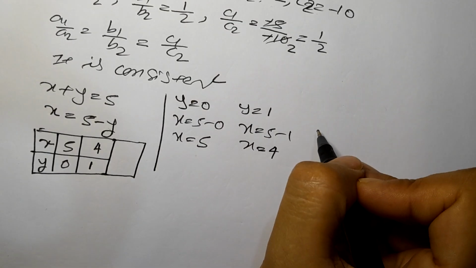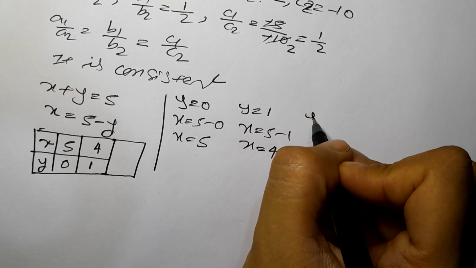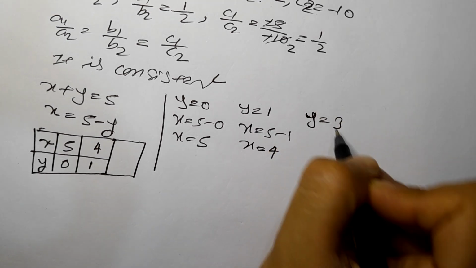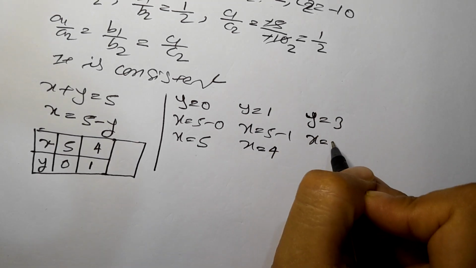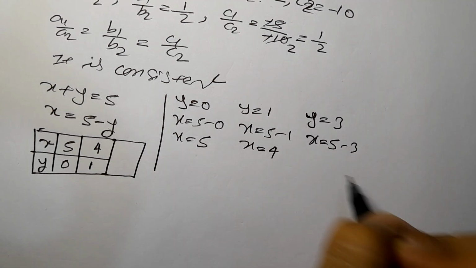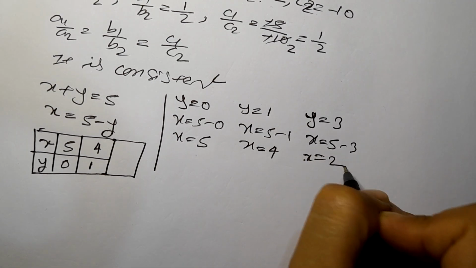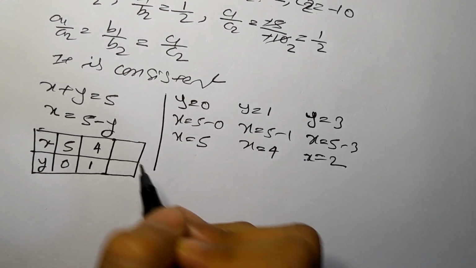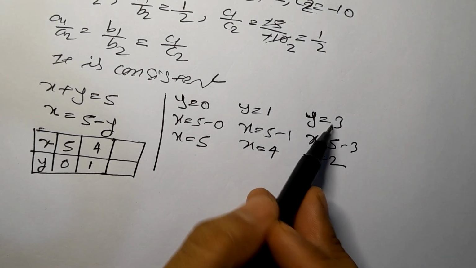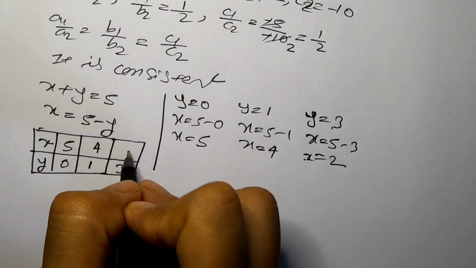Next, let's put y equal to 3. It will be x equal to 5 minus 3, so x equal to 2. So y equal to 3, x equal to 2.